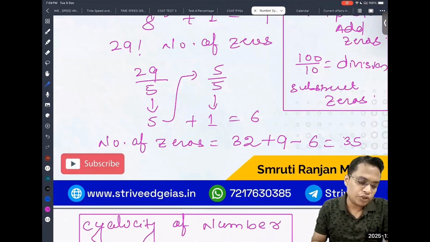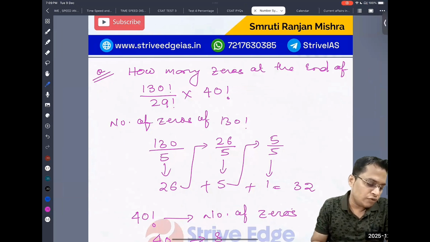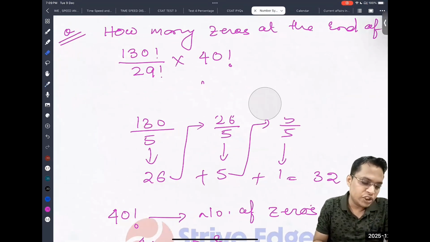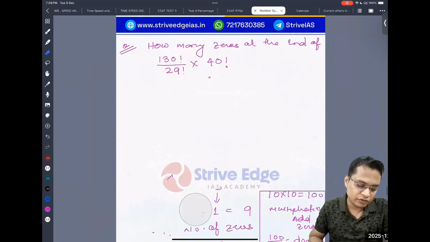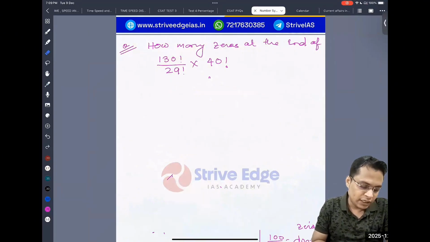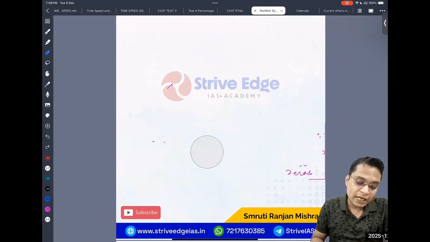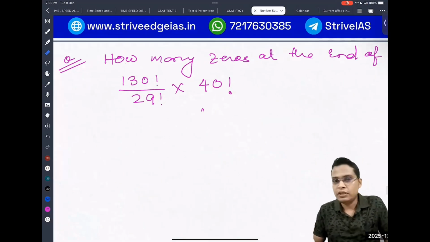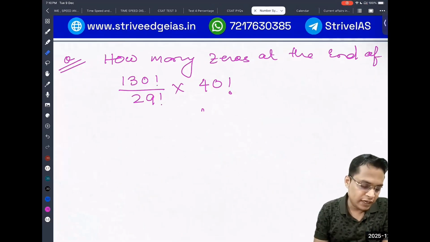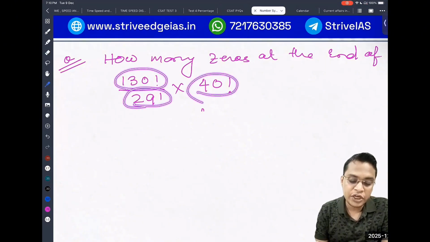This is a very important question, so please listen very carefully. How many zeros are at the end of 130 factorial divided by 29 factorial into 40 factorial? This kind of question has already been asked multiple times. So let's solve it. The question is 130 factorial divided by 29 factorial into 40 factorial.